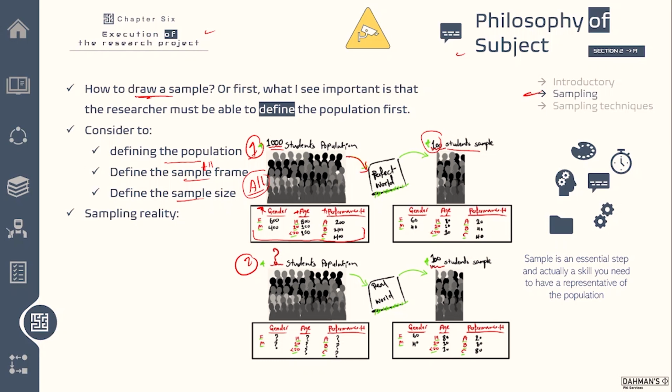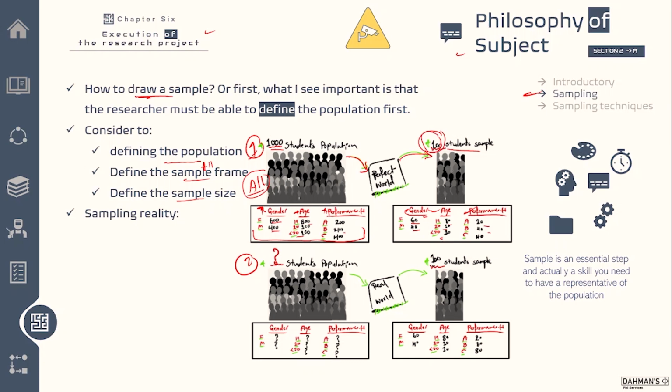So, for example, imagine this. The 100 students that I have drawn as a sample happen to have the distribution of genders in terms of female and male, and if you look at the scale, these two numbers are just identical. The distribution of the age is just identical on a different scale. This is on 100, this is on 10. And performance is exactly mimicking the real. Now, this is a perfect sample.